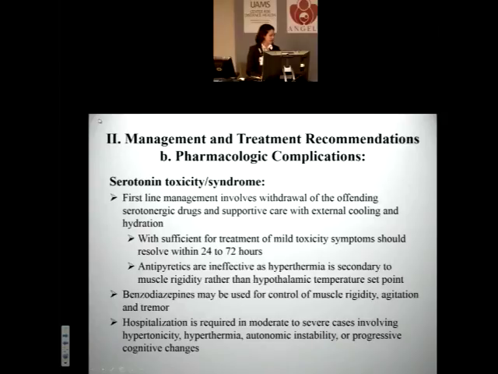This is definitely a signal for us to think about serotonin toxicity. The antipyretics do not work in serotonin toxicity because the hyperthermia that results is secondary to the muscle rigidity rather than the hypothalamic temperature set point. Benzodiazepines can be used for symptom control, symptoms such as rigidity, agitation, and tremor. For moderate to severe symptoms, including times when there's hypertonicity, hyperthermia, autonomic instability, or progressive cognitive changes, these patients are going to require hospitalization and close monitoring.